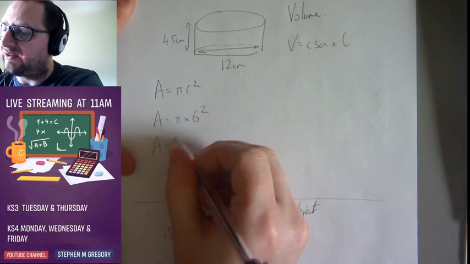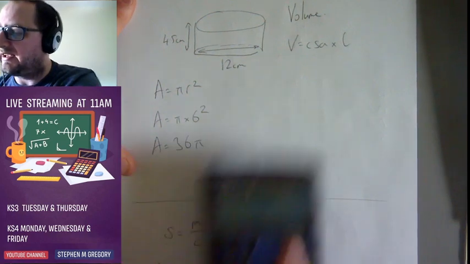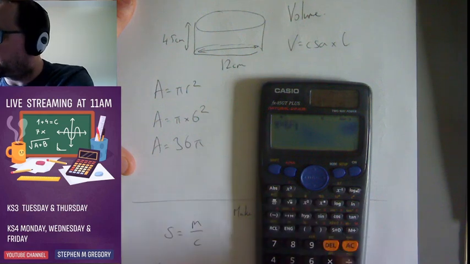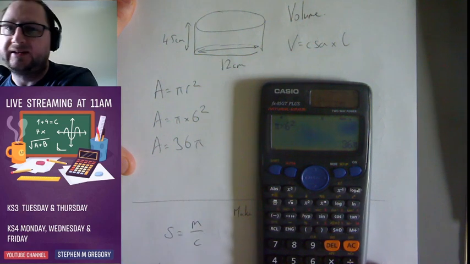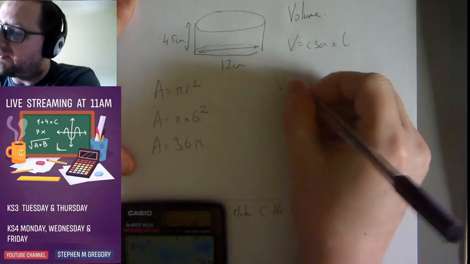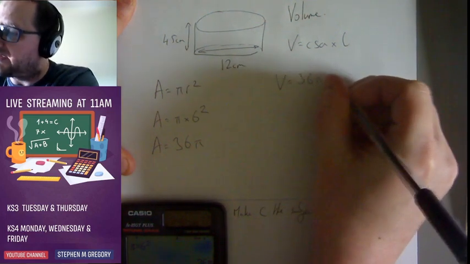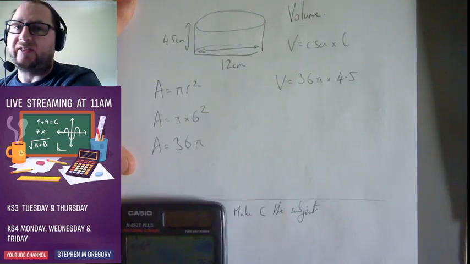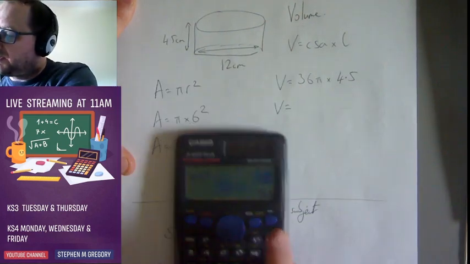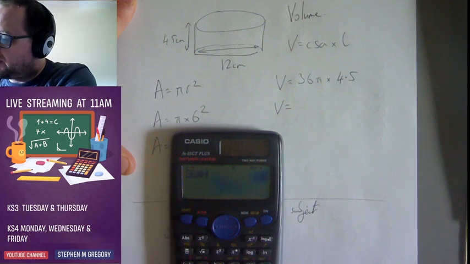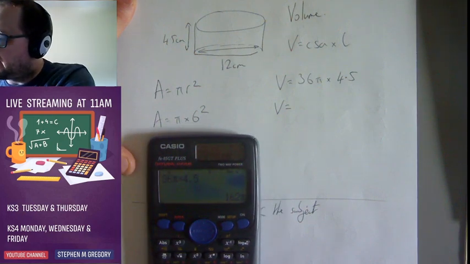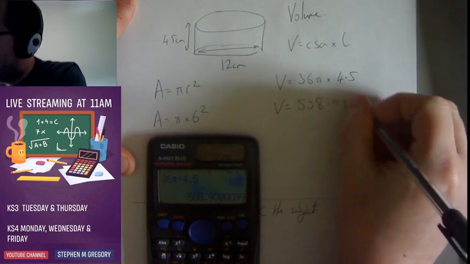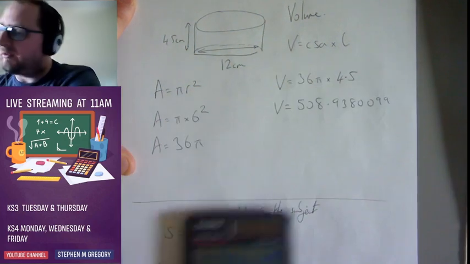That's going to generate 36 pi, of course, and again I can check that on my calculator. Shift to get pi times 6 squared, and there is the 36 pi. Going to keep it in terms of pi. I'm going to move into the volume now. So 36 pi multiplied by 4.5, because that is the length, or in this case the height. So the volume becomes 36 pi multiplied by 4.5, and that with the SD button gives me 508.9380099. Let's go to 3 significant figures again.